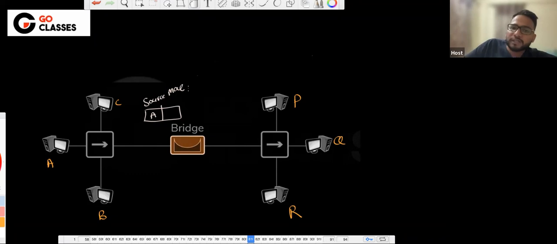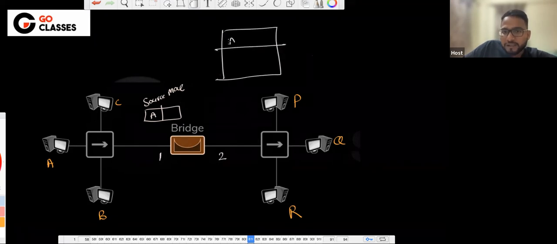So it will say, okay, let's suppose this is port number 1, this is port number 2. Then it will say that A is basically residing on port number 1. That's what this bridge will learn. These are called learning bridges. I mean, bridges are just learning bridges. People also call them learning bridges.